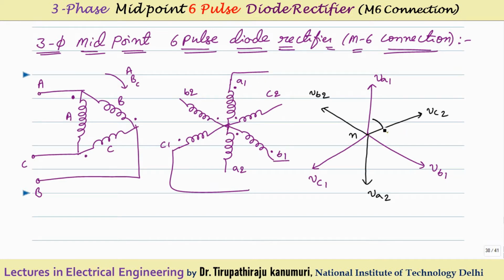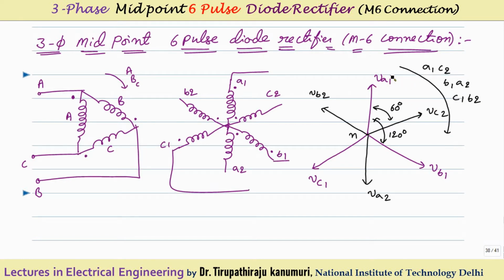We know the phase shift between two adjacent phases will be equal to 120 degrees. Now, because of dividing the phases in this manner, what is happening? The phase shift between two adjacent windings is now decreased to 60 degrees. And what sequence order are we getting now? In the 3-phase the sequence order will be A, B, C. Here the sequence order I am getting is A1, then C2, then B1, A2, C1, B2. So in this order the output waveform will come.